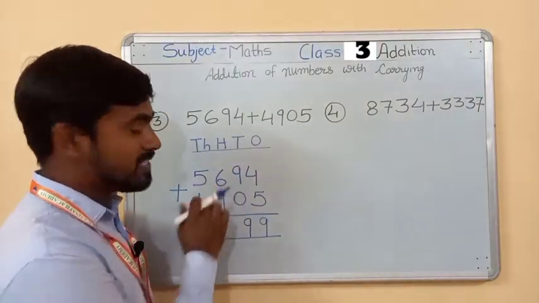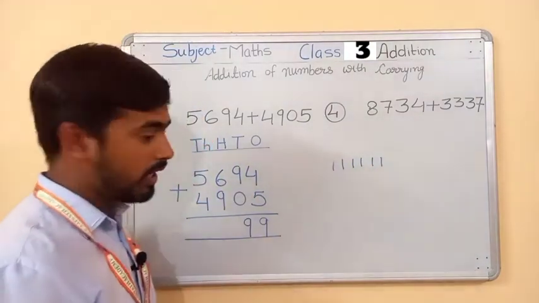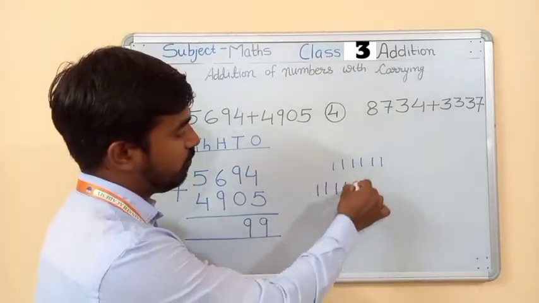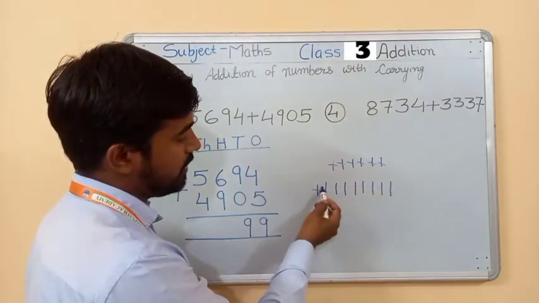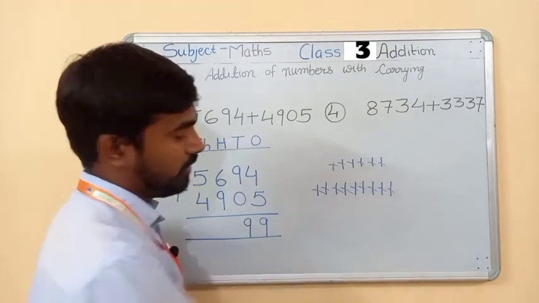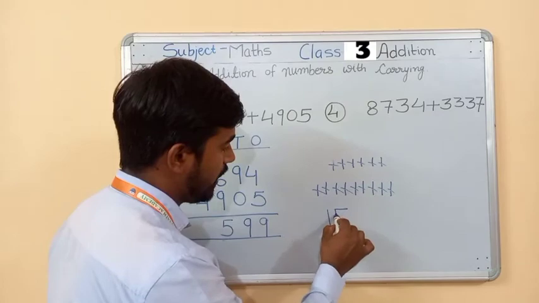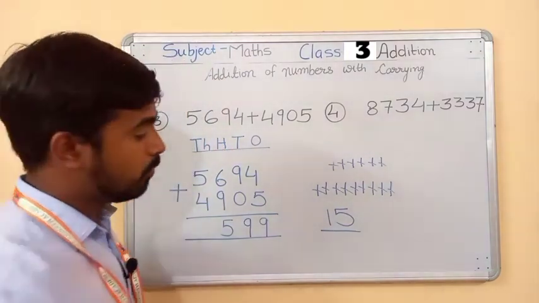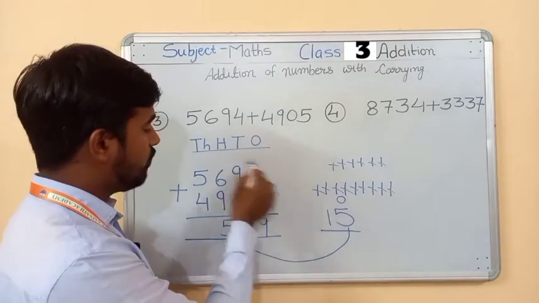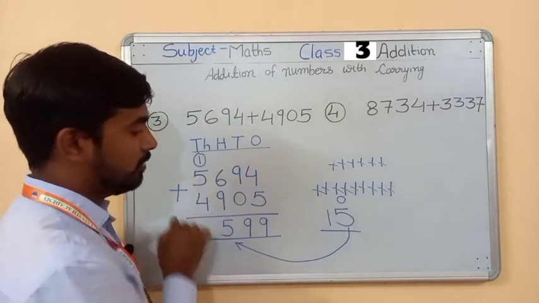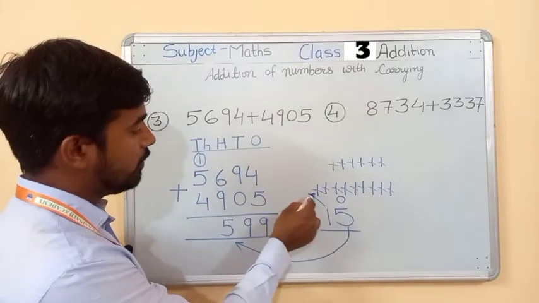Now 6 plus 9. How to add these numbers? First draw 6 lines. Now draw 9 lines. Add these lines: 1, 2, 3, up to 15. So write 5 here, because whenever you get an addition of more than 10, always write the ones value in this column and carry forward to the next number. So write a carry here. This column is added, and the carry goes to the next one. I have written the carry here.